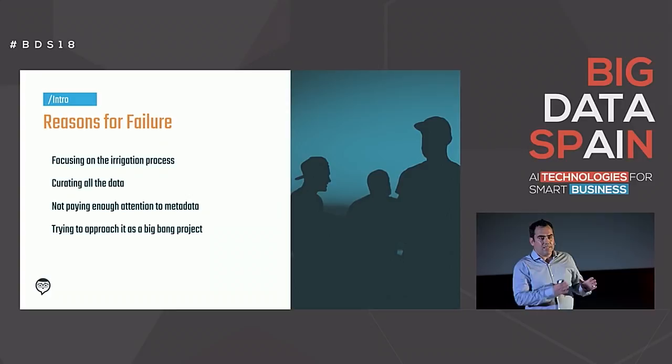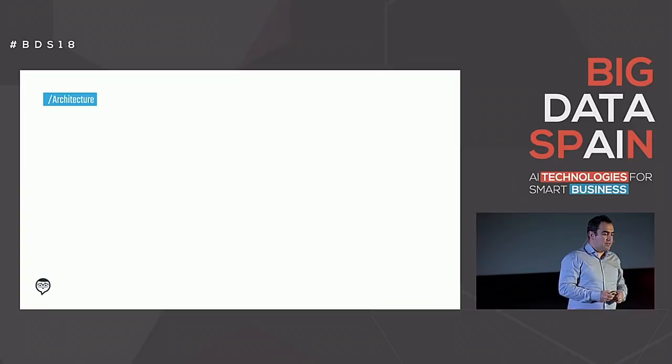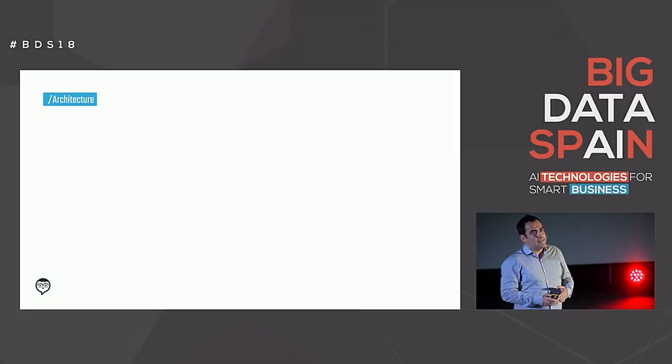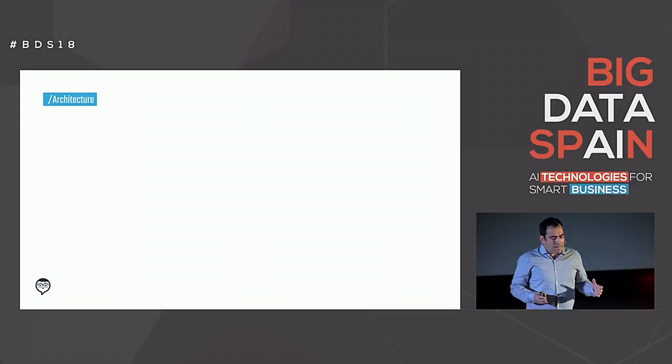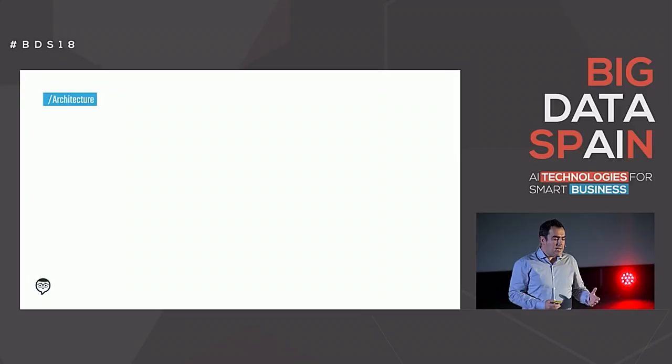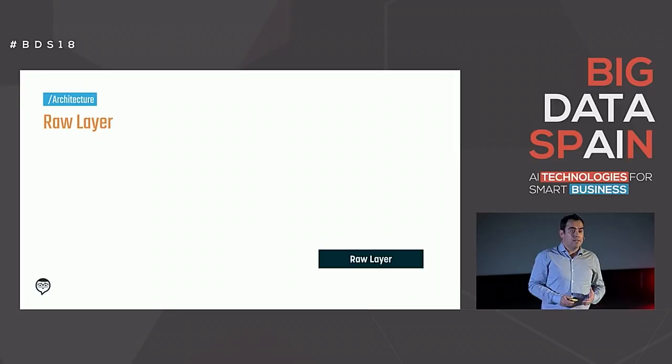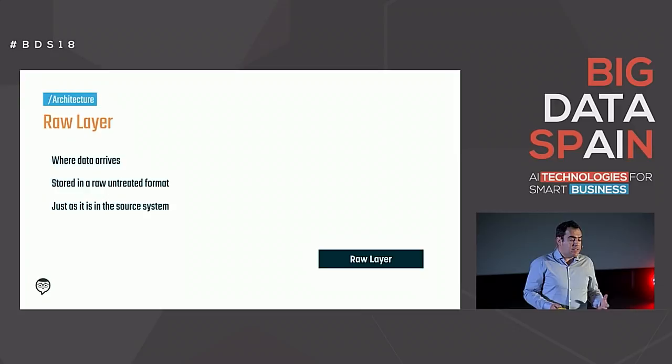So let's go to the architectures. One of the things about data lakes is that there is no common architecture that you can say is the one for every data lake. It really changes from one to another. I've tried to keep it simple and go into more layers, as we will see. But I think we could all agree that the basic layers within a data lake start with the raw layer. The raw layer is where data arrives, and it's stored in a raw and untreated format, just as it looks in the source systems.